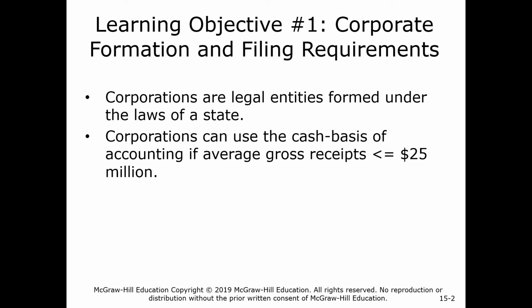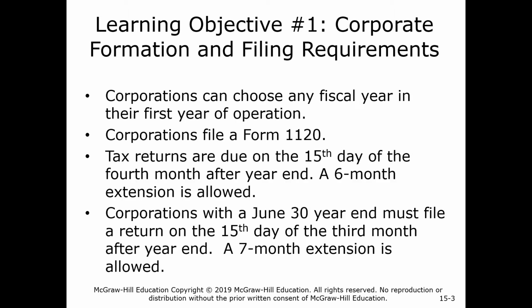We are required to use accrual basis for corporations for tax purposes unless we have average gross receipts of 25 million or less for the last 3 years. Then these small taxpayers can benefit from cash basis accounting. Corporations can choose a fiscal year, so they don't have to be calendar year like individuals.